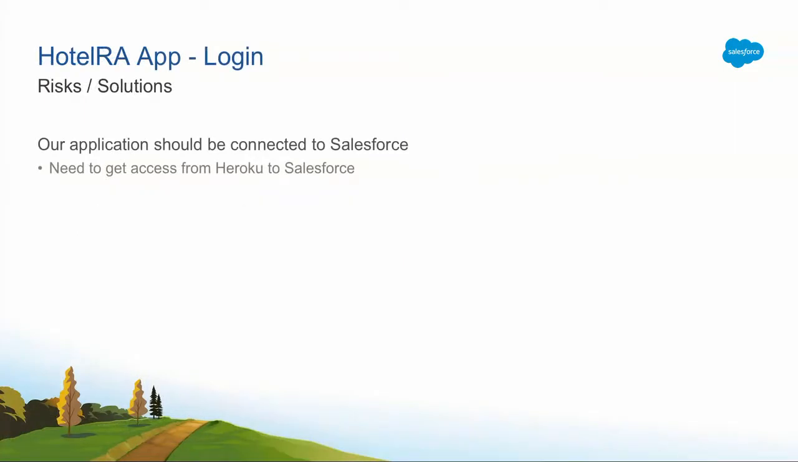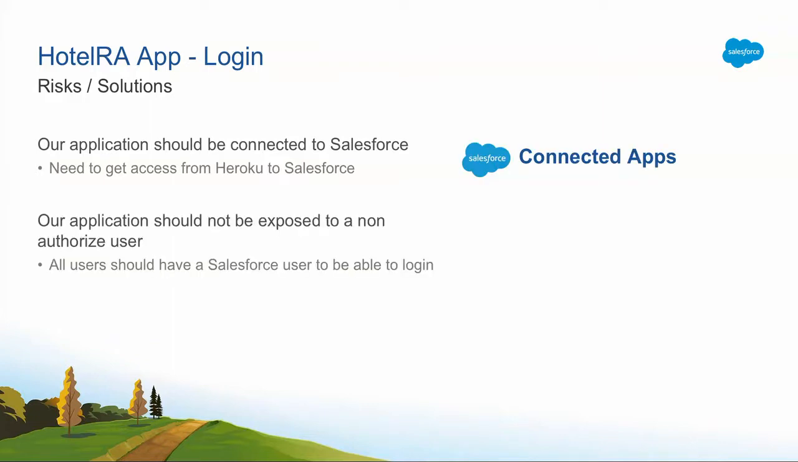Rosa, let's talk about the risks that we found at the very beginning of our project. Well, we need to have two different things. Our data in Salesforce, and we also need to have a website in Heroku, and we need to connect them. In order to get that, we are going to use connected apps. Also, we need to just allow authorized users to log in to our application. They need a user and a password, but how should we create a brand new page when Salesforce already provides one to us?